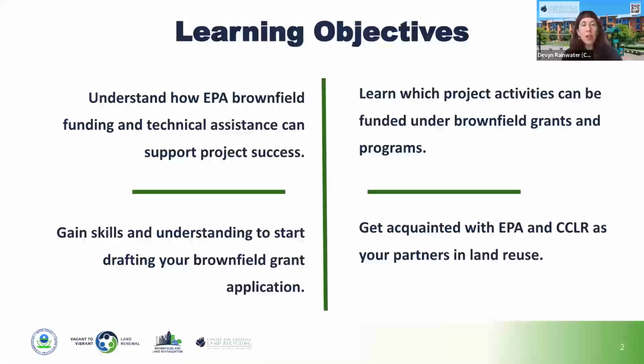So as for learning objectives for today's session, in addition to reaching out to us for a one-on-one meeting, as I've been saying throughout this series, that's the goal, we hope that you walk away from today's session with these 4 points. We hope that you understand how brownfields funding from EPA and technical assistance can support your project success. We hope you learn which project activities can be funded under brownfields grant programs, as well as gain skills to start drafting your own applications and planning out your own projects. And of course, to get acquainted with CCLR and EPA as your partners.